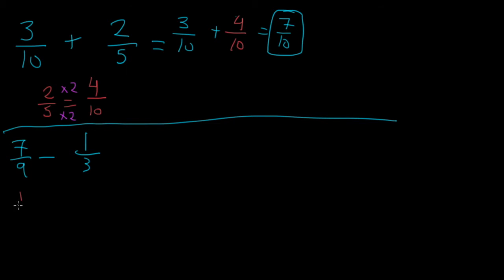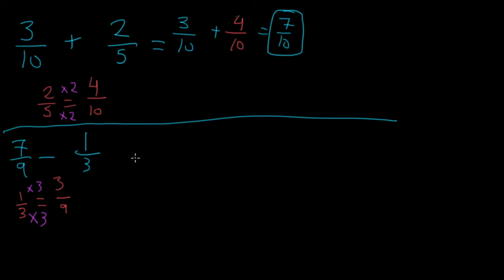Okay, so we need to get 1/3 to have a denominator of 9. So how do we get 3 to become 9? Well, we need to multiply 3 by 3. So whatever we do to the bottom of the fraction, we also have to do to the top of the fraction. So for 1/3, 1 times 3 will become 3 out of 9.